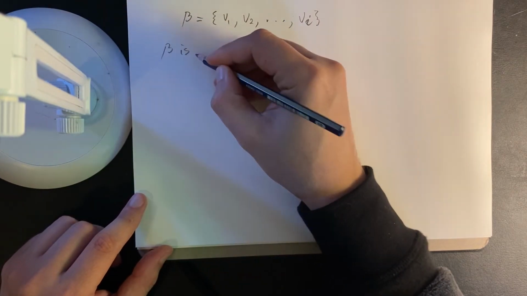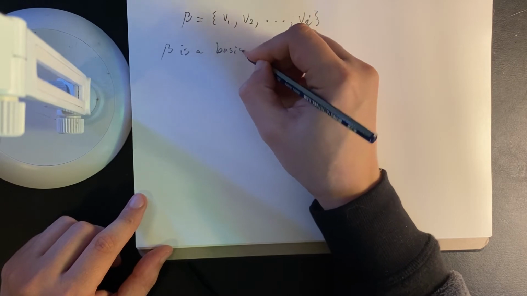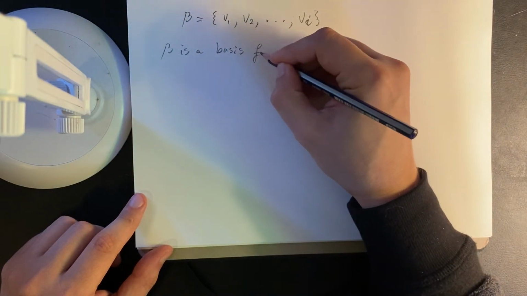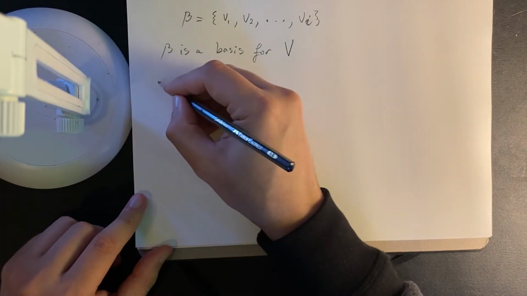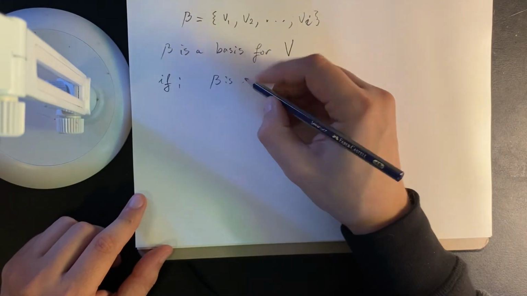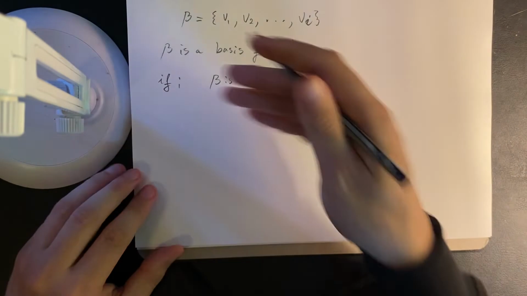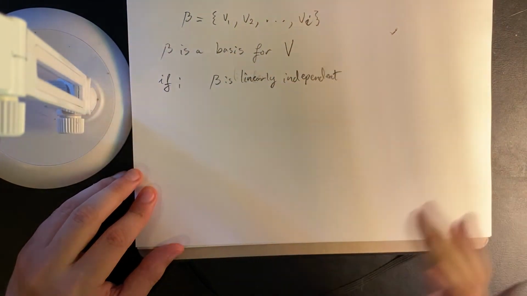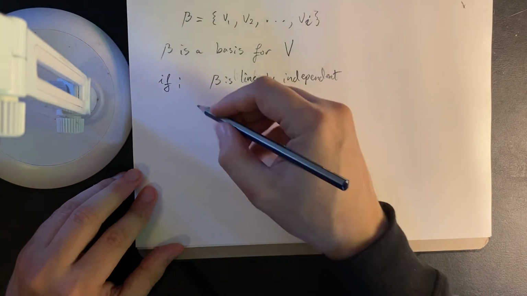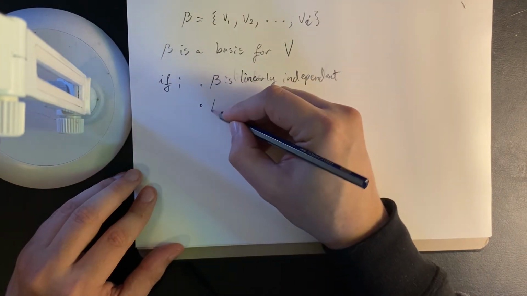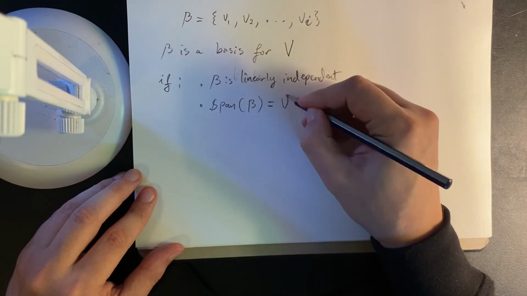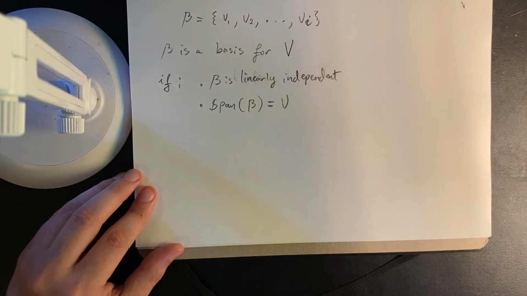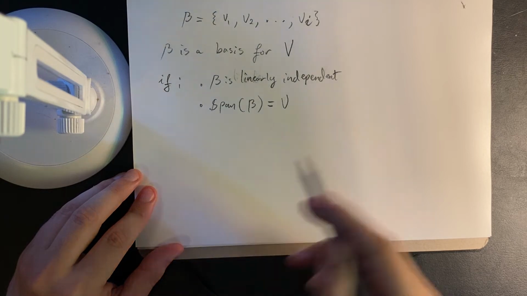We say beta is a basis for a vector space V if beta is linearly independent, and then the span of beta gives us the vector space V. So this should make sense, but this is the mathematically pure definition.